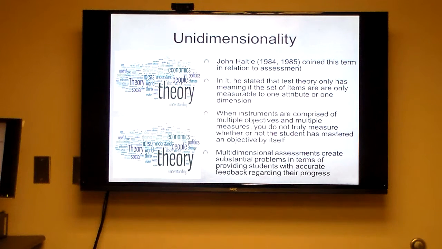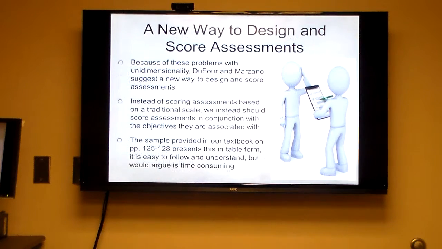It's called unidimensionality, and I think this is worth you looking at, especially as doc students. Once again, this might be an area that you want to research and look at if you're interested in assessment. Test theory has meaning only if items are attributed to one particular dimension, meaning that if the students are only getting one thing out of their tests, that means that it has meaning. When you have multiple objectives and multiple measures, there is no guarantee that a student actually learned what they were supposed to learn.